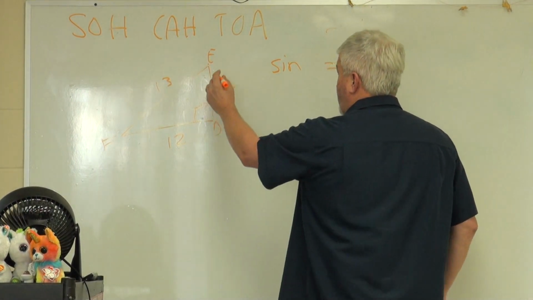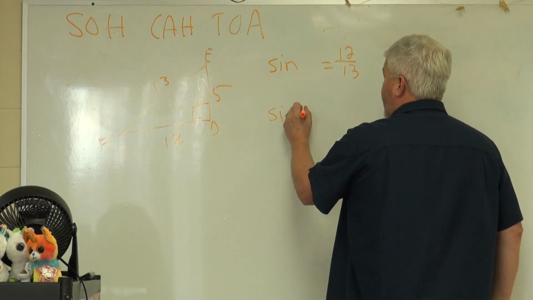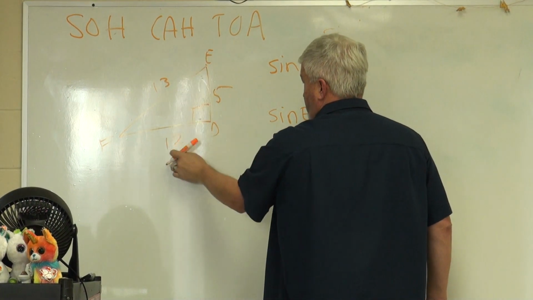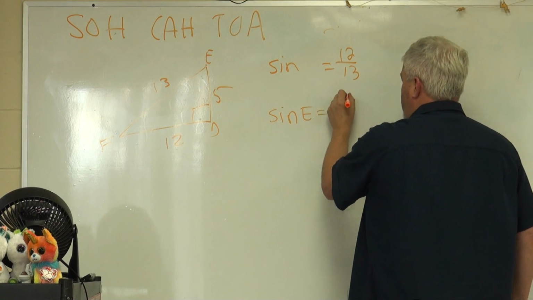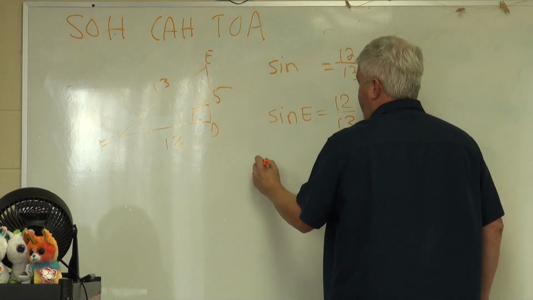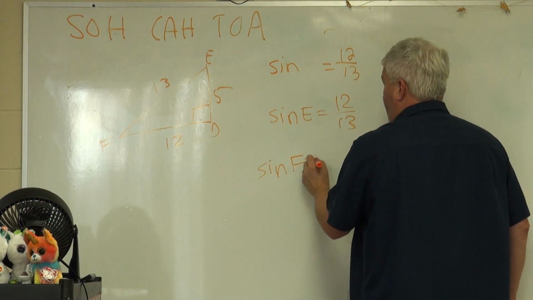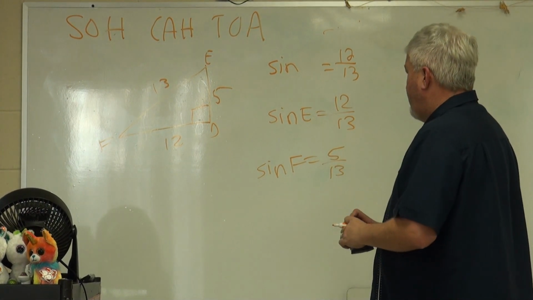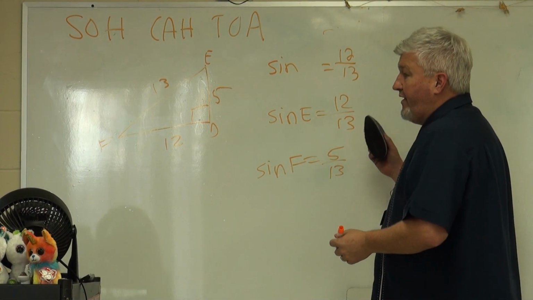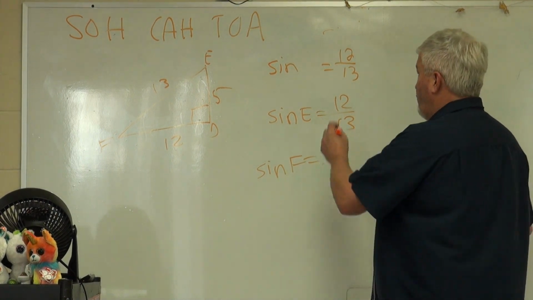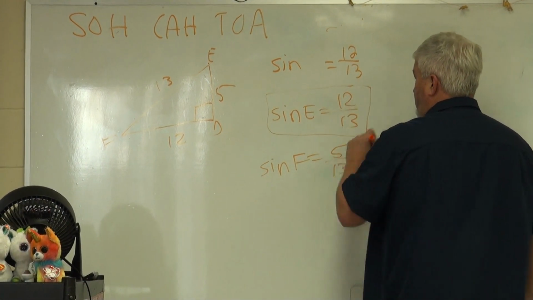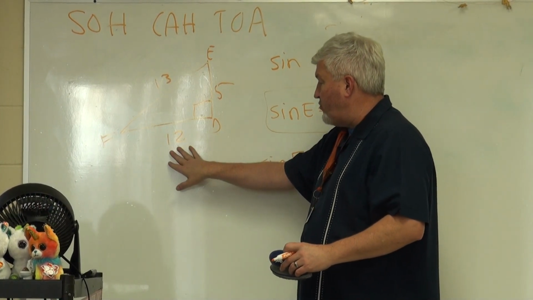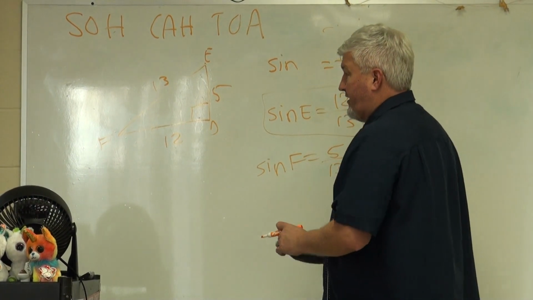Well, if I look at E, sine of E, the opposite of E is 12/13, where the sine of F is 5/13. Okay, so the answer, which angle is the sine that gives you 12/13, is angle E. Sine of E is opposite 12 over the hypotenuse of 13.